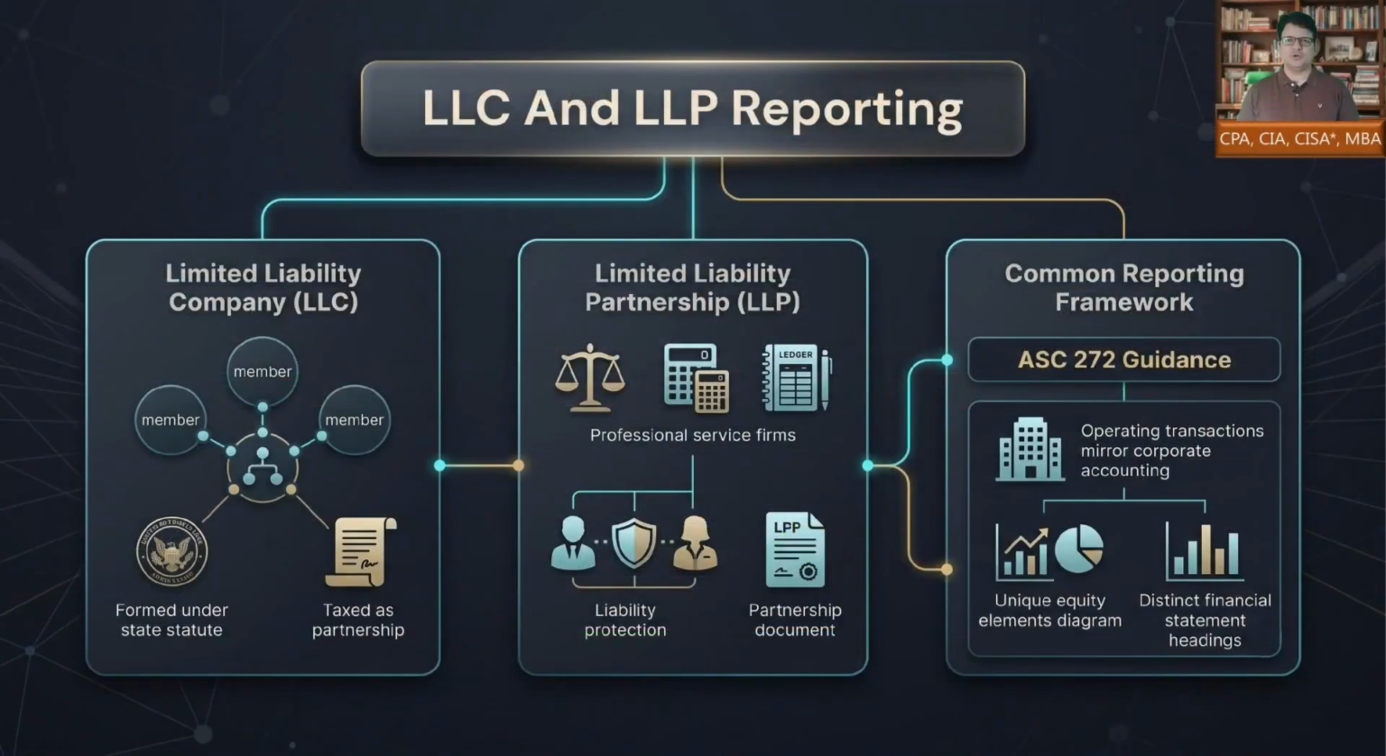ASC 272 covers both LLC and LLP reporting. An LLC is a member based limited liability entity formed under state law. An LLP is a partnership form that gives partners liability protection, often seen in professional service firms. For ordinary operations, most accounting is familiar. Revenue, leases, expenses, depreciation, and accruals generally follow the same US GAAP principles. The visible difference is usually in the financial statement headings and equity presentation.